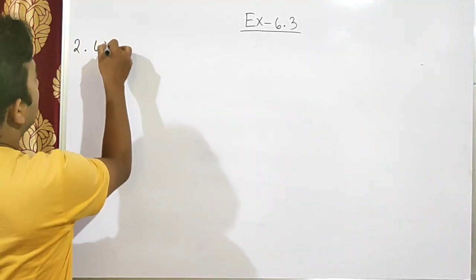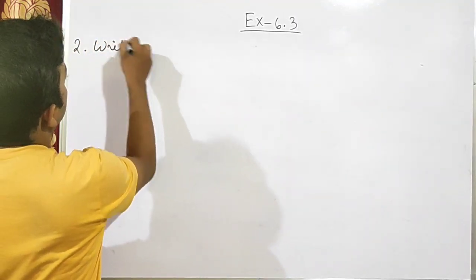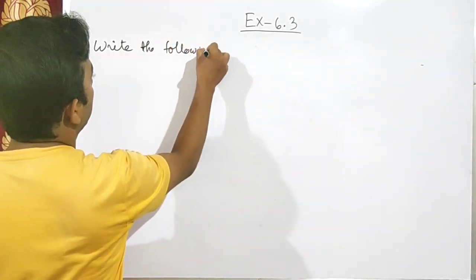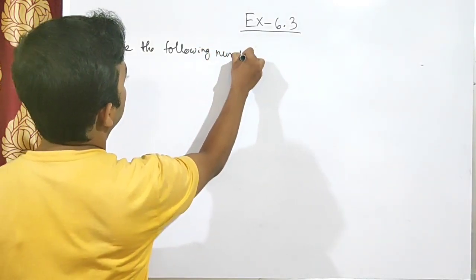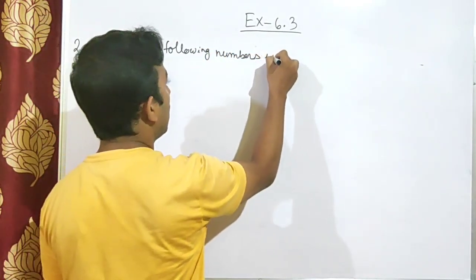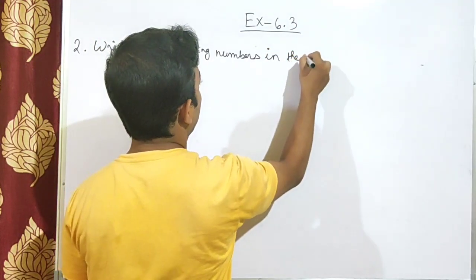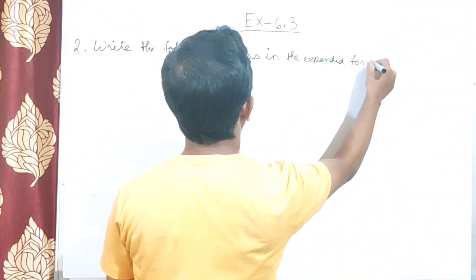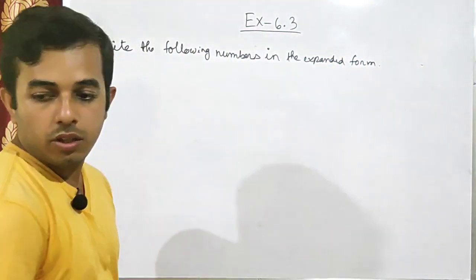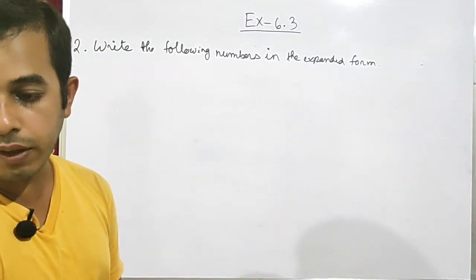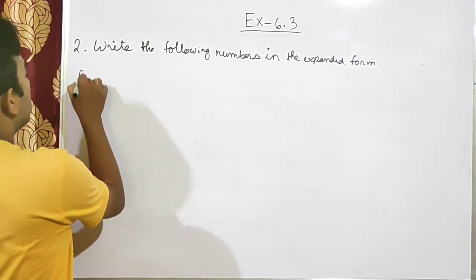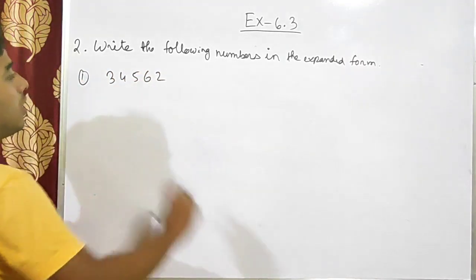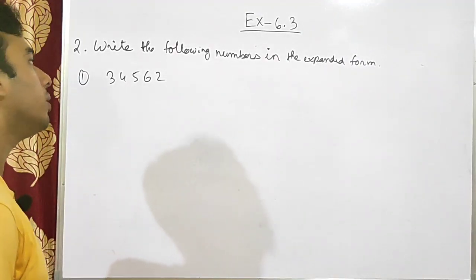Question number 2. Write the following numbers in the expanded form. Clear? Look, first is 3 4 5 6 2. Number 1 is 34,562. That means ones, tens, hundreds, thousands, ten thousands. We have to expand it.